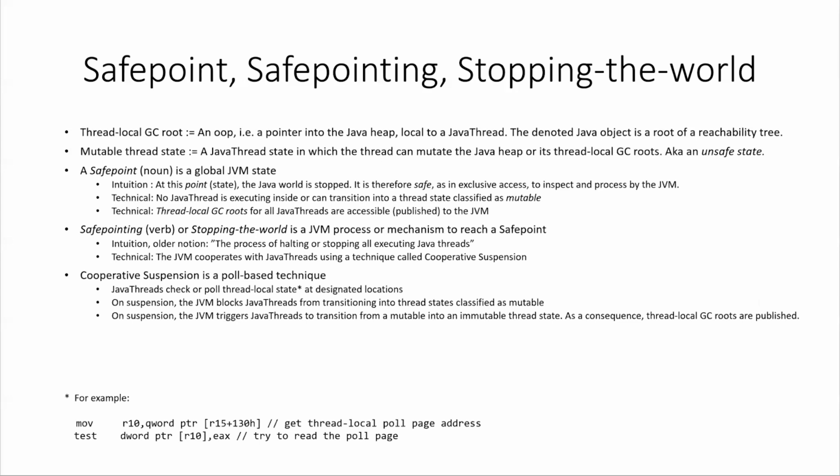Cooperative suspension is a poll-based technique. This means that Java threads will check or poll thread local state at designated locations in the VM. On suspension, the JVM blocks Java threads from transitioning into thread states classified as mutable. Also on suspension, the JVM triggers Java threads to transition from a mutable into an immutable thread state. As a consequence of this transition, the thread local GC roots are published.